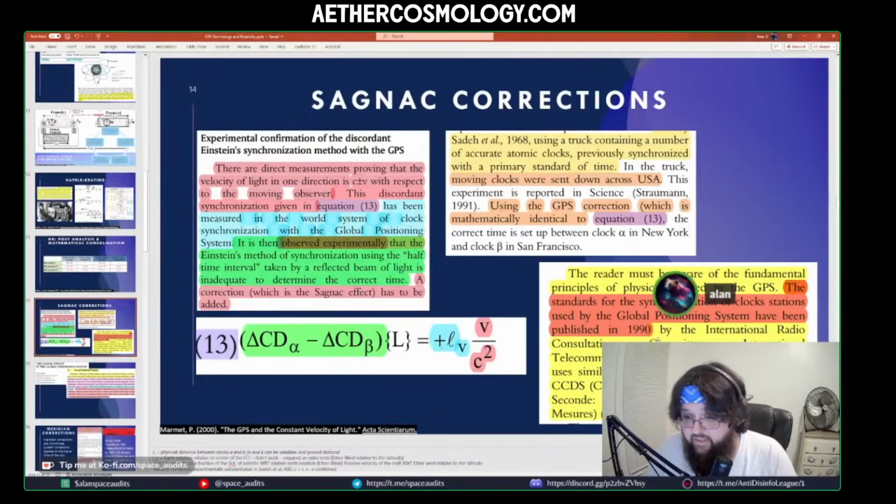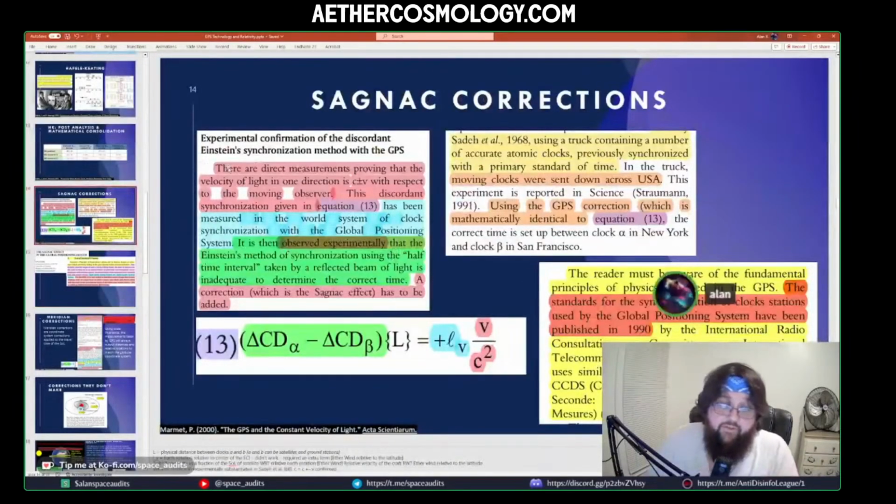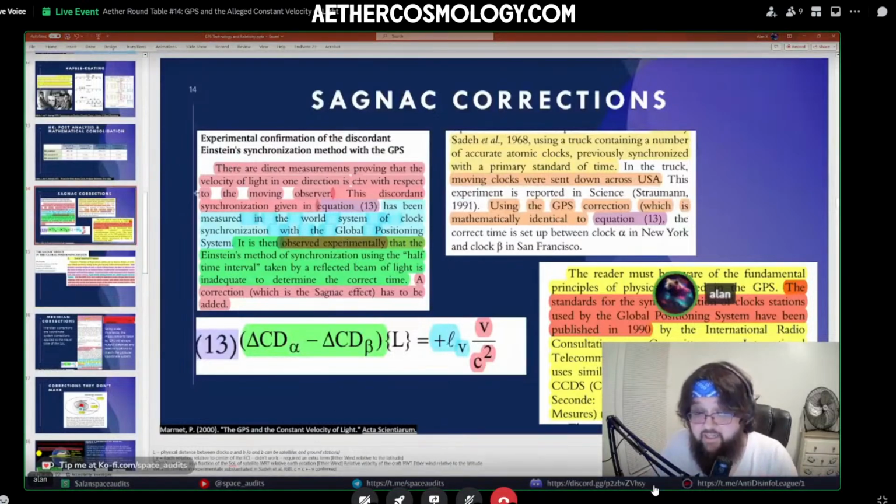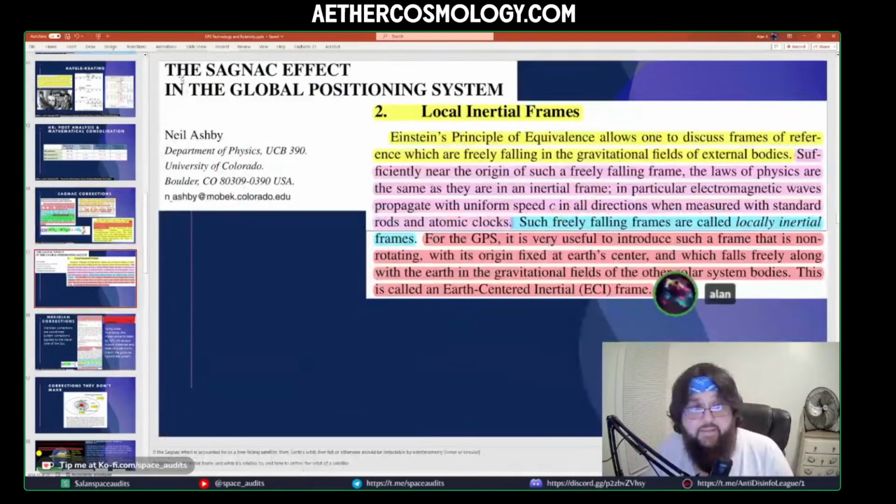So through all these different engineering standards that are published for international telecommunications and all that, they say you have to sync the clock. And they call this a Sagnac correction. It's the way they portray it to everyone. They say they're correcting for the Sagnac effect. Or I'm sorry, they don't even say Sagnac effect. They call it a Sagnac correction, right? So let's see here.